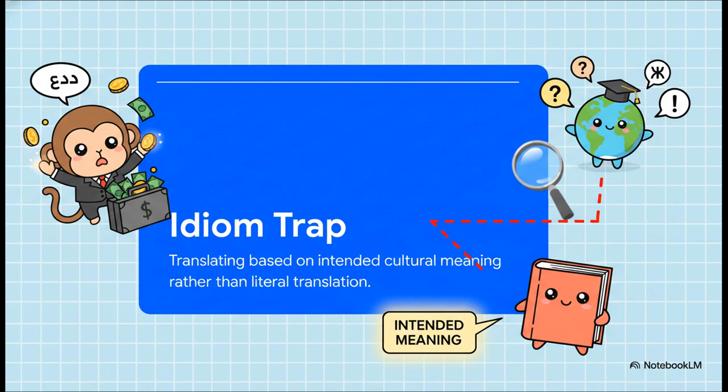The absolute biggest danger here is the idiom trap. An idiom is a phrase where the words combined mean something totally different from the individual words themselves. Take the English phrase monkey business. If you translate this literally into Arabic, your reader is going to be incredibly confused about why a literal monkey is suddenly running a corporation in the middle of your text. You have to translate the intended meaning, which is illegal, mischievous, or suspicious activity.